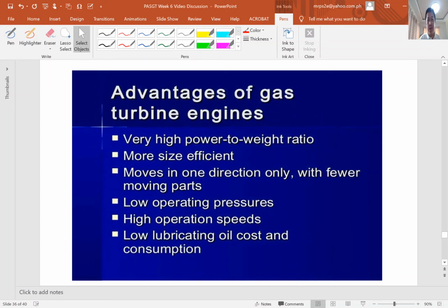Advantages of gas turbine: very high power to weight ratio, more size efficient, moves in one direction only with fewer moving parts, low operating pressures, high operation speeds, low lubricating oil cost and consumption.